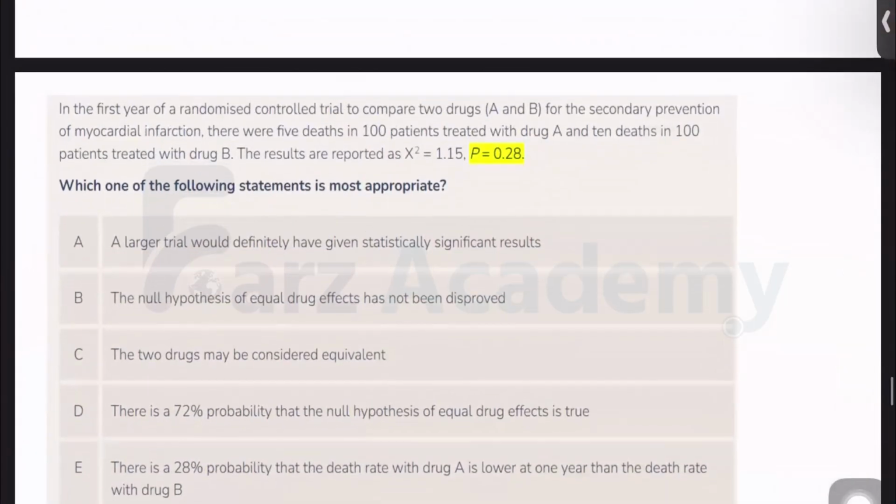Tell me. Two drugs can't be considered equivalent, obviously, because they are high. We are staying on null hypothesis. Okay, so we don't know whether the alternate hypothesis is true or not true. Correct? But see the B option, the null hypothesis of equal drug effects. That means there is no significant difference between the two. That is only your null hypothesis. Has not been disproved. Means has been accepted, has not been rejected. And that is the answer.